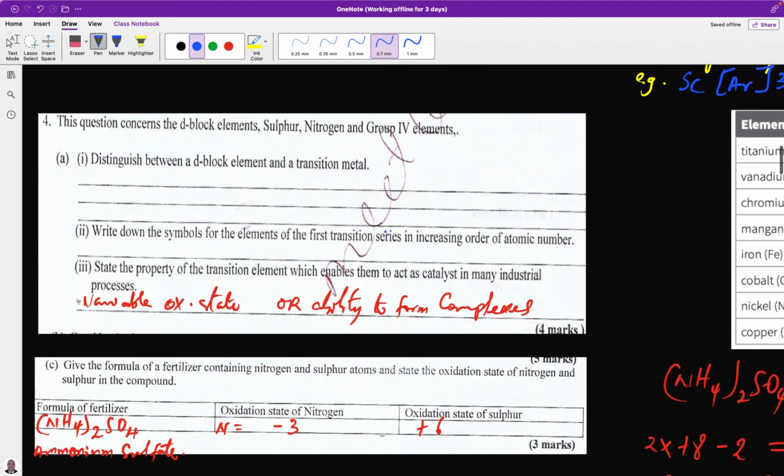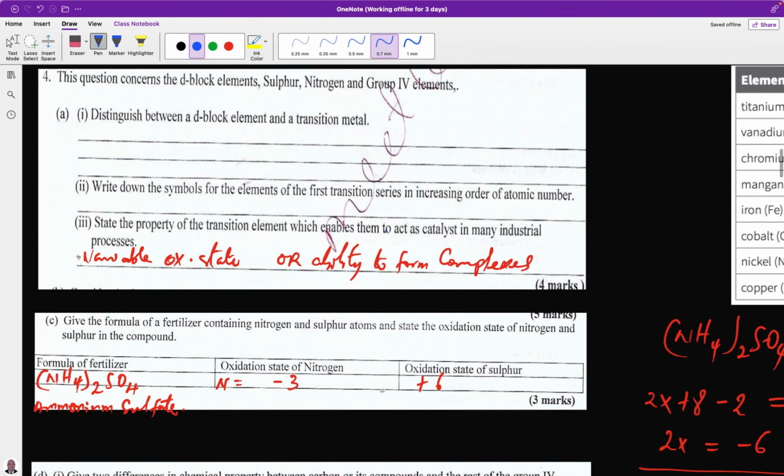Now, state the property of the transition metal which enable them to act as catalysts in many industrial processes. There are 2 properties I said. The first property is a variable oxidation state. With the variable oxidation state, they will have that ability to change oxidation state, as ions, 1 or more ions.